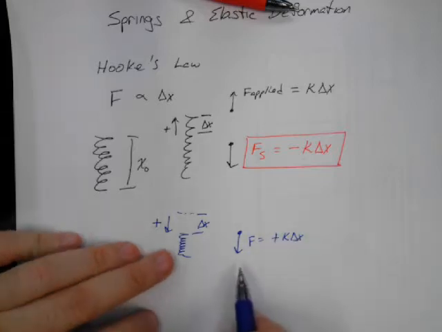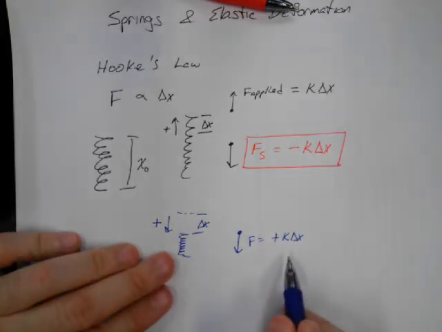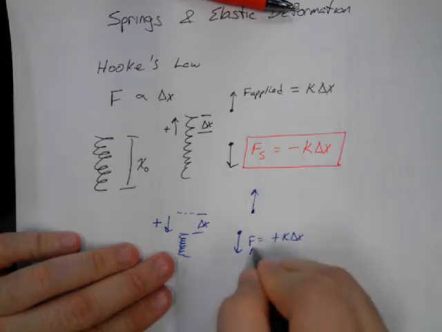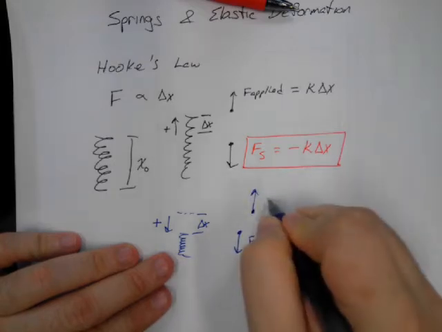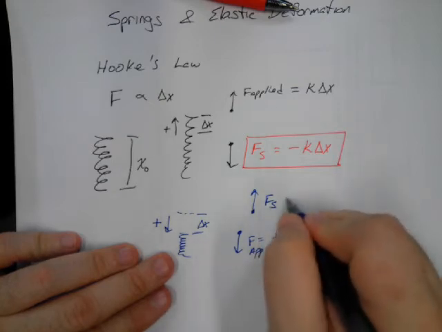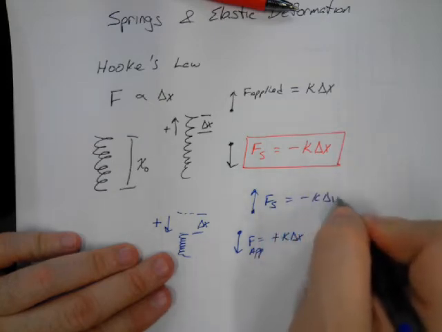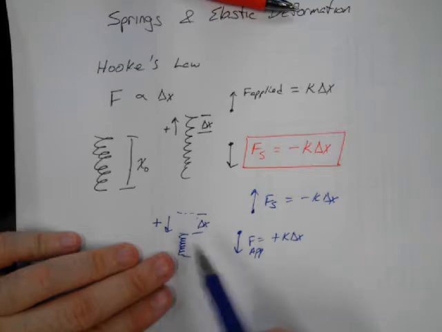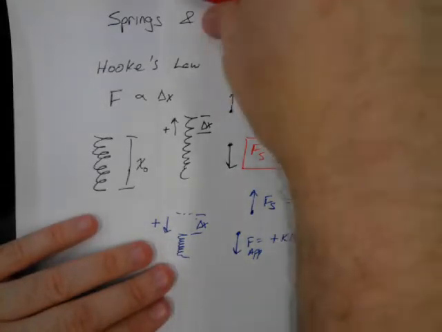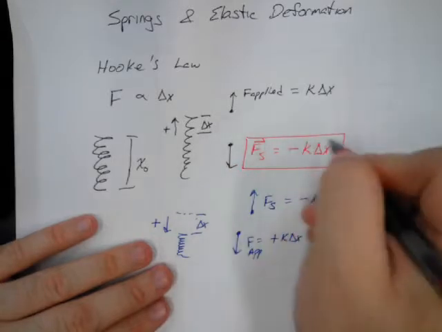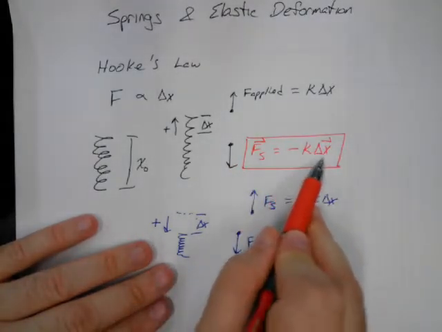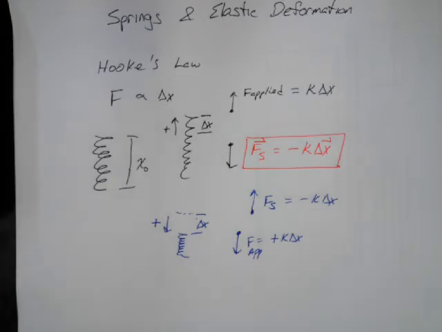Then, if we compress it, and this is what it looks like, there'll be a force upwards. So this is the applied force. Then the spring will give a separate force, which is minus k delta x in this case. Delta x is downwards, and so the force is upwards. And as a vector quantity, this is what's true: the vector for the force equals minus k times the vector for the displacement.